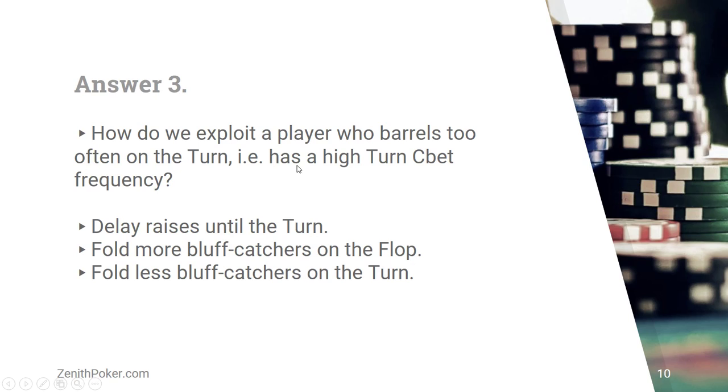Okay. How come he stays balanced on the turn if his second barrel frequency is too high? Yeah, so the ratio of bluffs to value on the turn will still be correct. Right, so he's less polar, but the ratio of bluffs to value is correct.